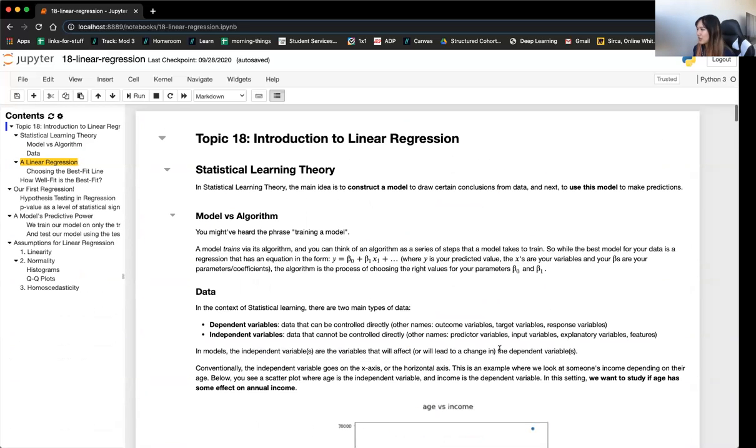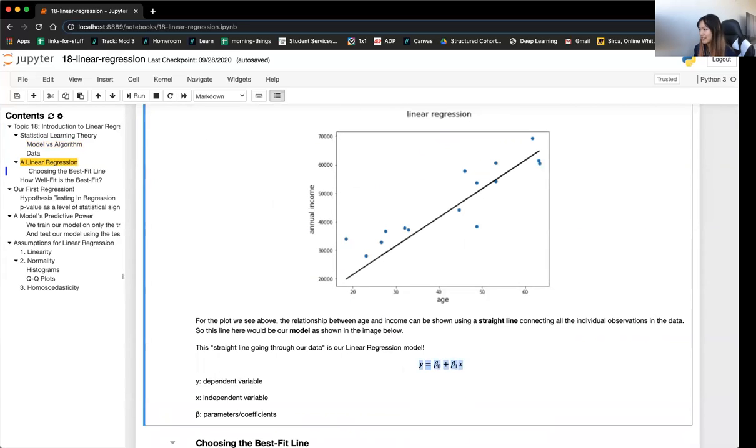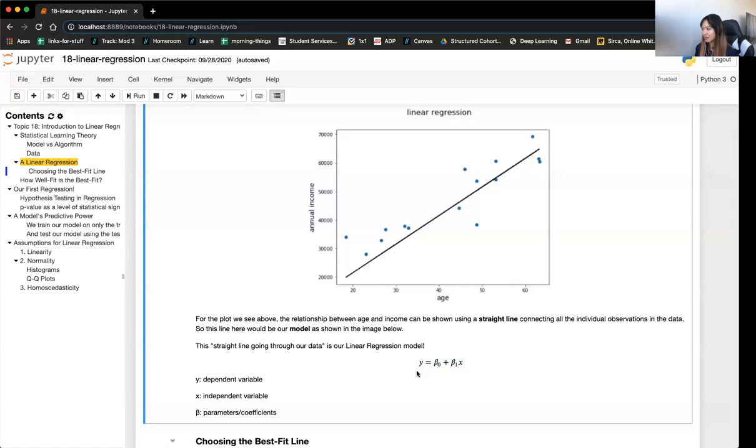As I mentioned earlier, the model has this equation, which is our line. Again, to break down what this equation is, here we have y, the predicted value. So y is our income. Next, x is usually our independent variable, age.